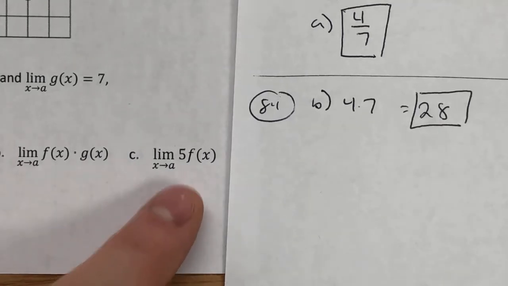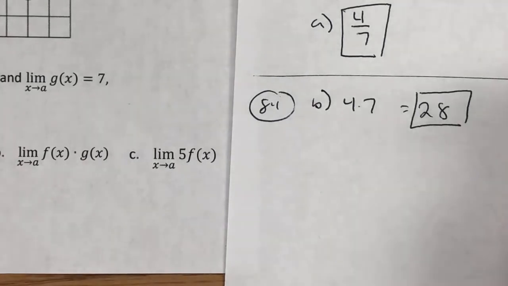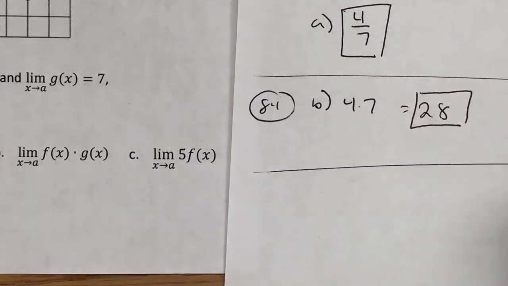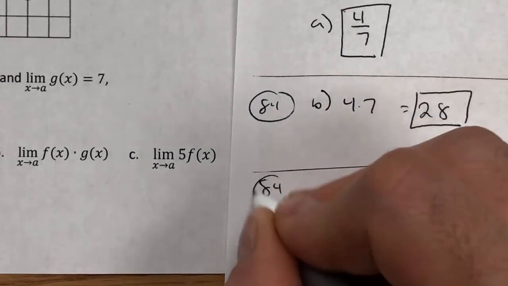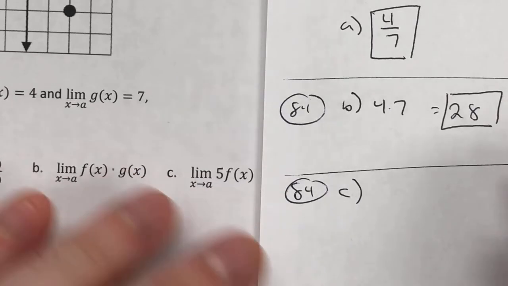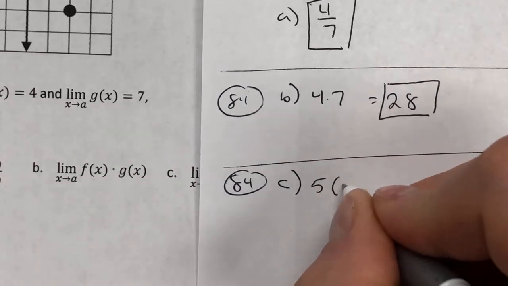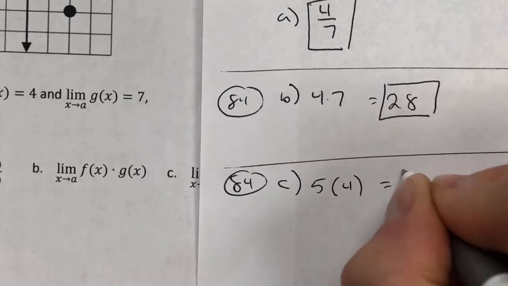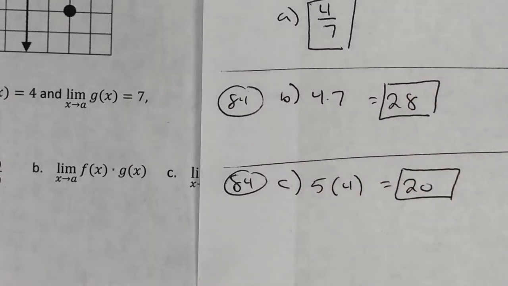Limit as x approaches a of 5 times f of x. Well, 5 times f of x is going to scale its limit up 5 times, so 84c is going to be 5 times the limit of f, which is 5 times 4, which is 20. And there we go.